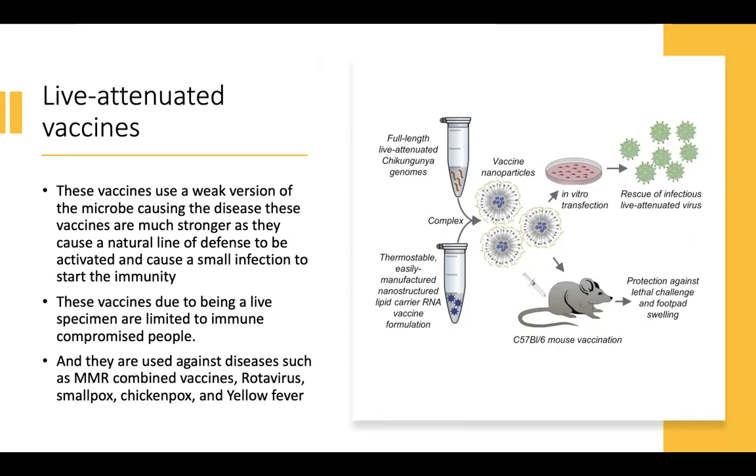And these vaccines are very limited for people with immune compromises because they are alive and they do induce immunological responses. And they've been used against viruses such as MMR, combined virus vaccines, rotavirus, smallpox, chickenpox, and even yellow fever.